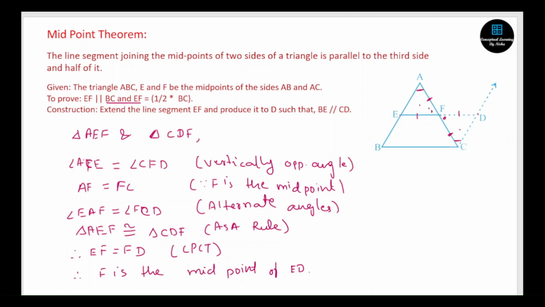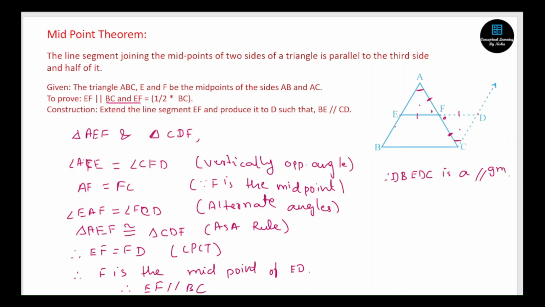Now, see, therefore, what can I say? Yes, EF is parallel to BC also, which implies that EF is parallel to BC, right? And therefore, what can I say? This is a parallelogram, correct? Which one? Therefore, quadrilateral BEDC is a parallelogram, correct?